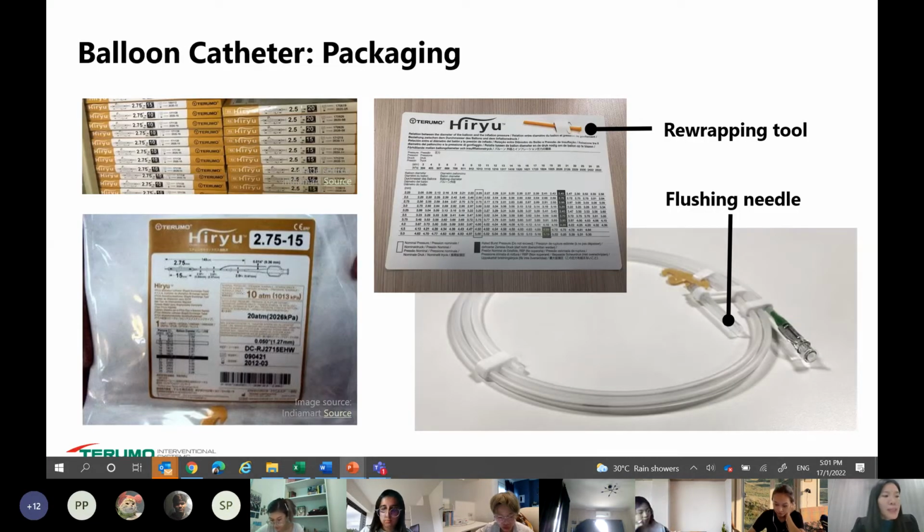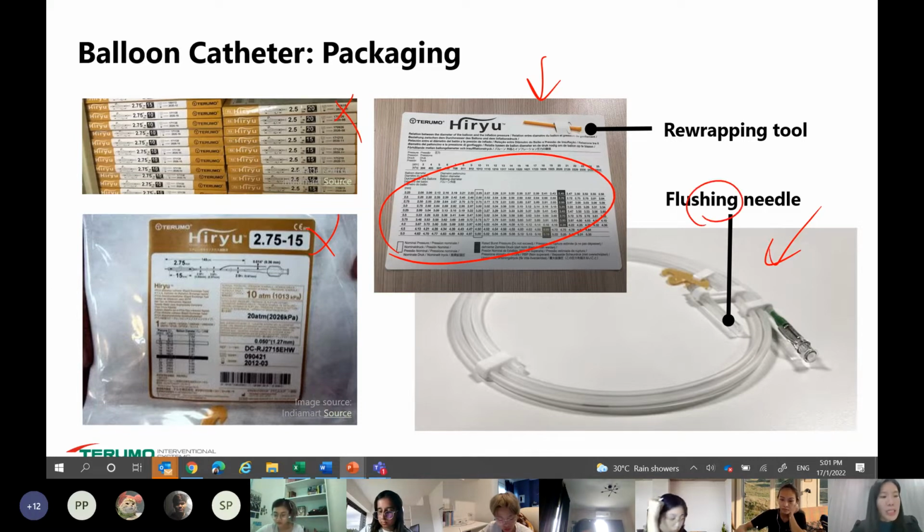The box and blister pouch, again, are non-sterile. Within this blister pouch, you can find two items, the first being your compliance chart. Your compliance chart is where you find your NP, RBPs, and your balloon diameters. Just now we saw this on the label also, and it is actually included in the package too. You also see your device, with a small device attached to it. It's a flushing needle, and this comes with a rapid exchange balloon catheter. You will also see another device that may come with the compliance chart, and this is the rewrapping tool.